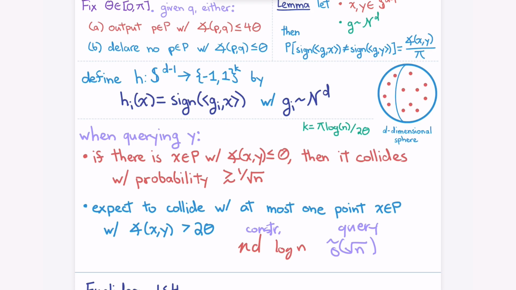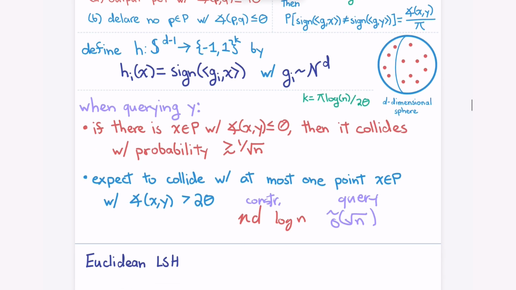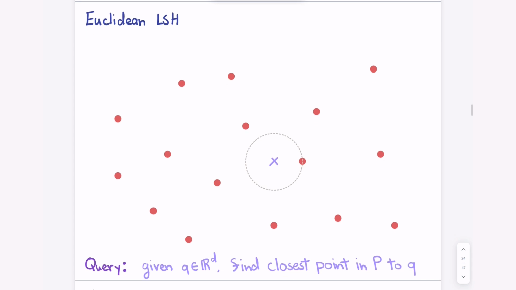In real life, if you're a sufficiently big company, you'll have somebody watching over and even fine tuning things, and they'll get better than worst case performance with personal care. Okay, so that's Angular LSH.